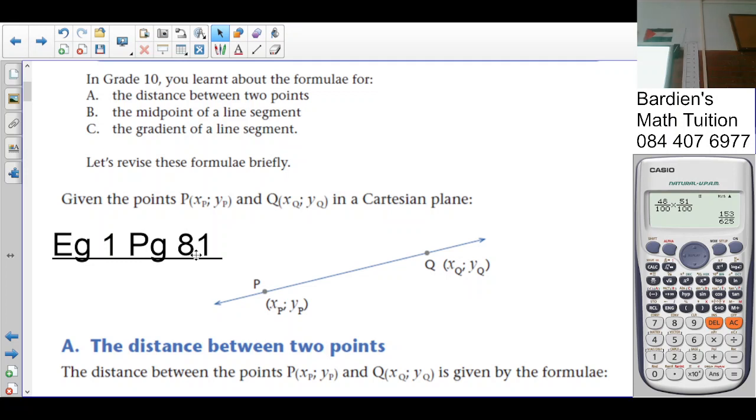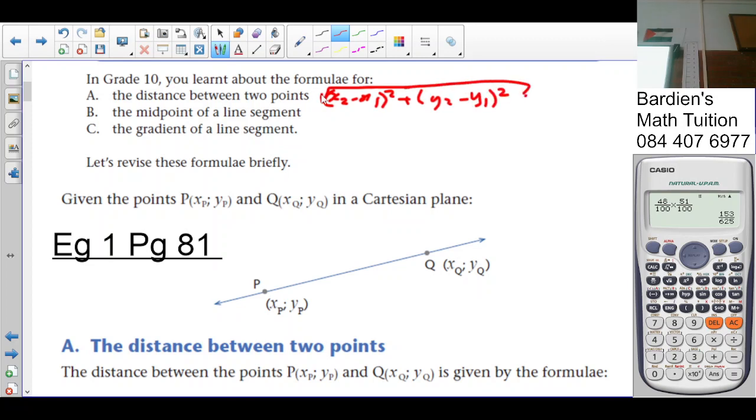And how do we calculate the distance? Using the distance formula, which is the square root of x2 minus x1 squared plus y2 minus y1 squared. Not so hard. Then we spoke about the midpoint of a line segment. How do you calculate the midpoint? x1 plus x2 over 2, y1 plus y2 over 2.